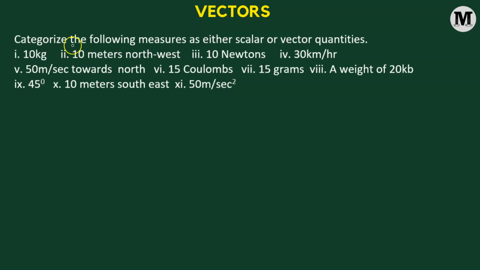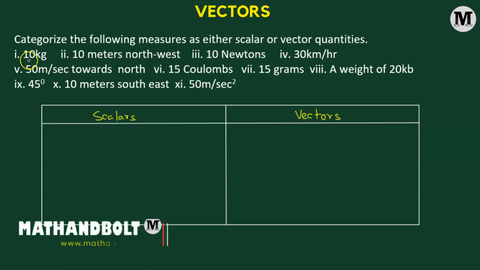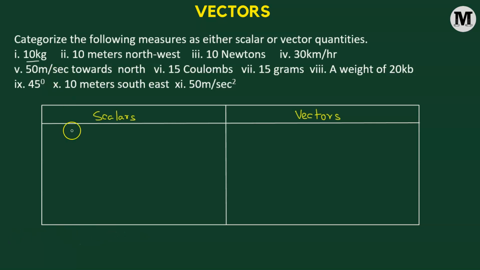So in this problem, we need to categorize the following measures as either scalar or vector quantities. Now let us begin. We'll start with the first one. So here we have 10 kilogram. That means we have mass here. We know by definition mass is a scalar quantity. So 10 kilogram is going to be a scalar.